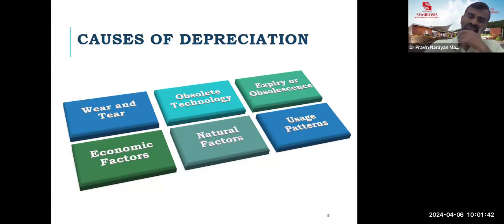Okay. Next is causes: expiry or obsolescence. As you know, whenever we purchase any equipment or asset, it has a certain period of life. Suppose we have purchased a car. So the life of a car is how many years? 15 years. Yes, you might say 20 or 25 years, but officially on paper, the life of a car or two-wheeler is 15 years. So we can use that asset for up to 15 years.